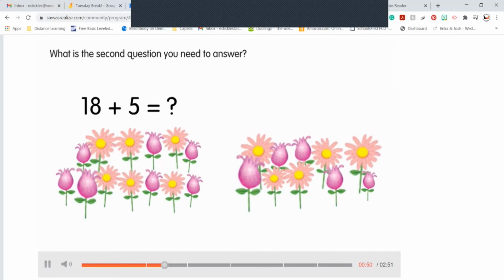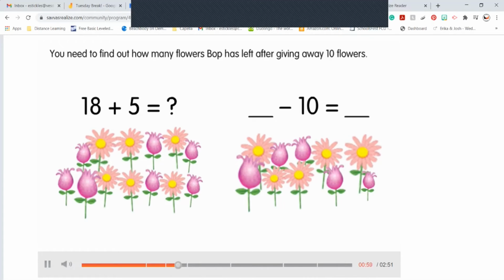What is the second question you need to answer? Then we know that Bop gave away 10 flowers, so we have to figure out their total number of flowers minus the 10, how many is left? You need to find out how many flowers Bop has left after giving away 10 flowers.